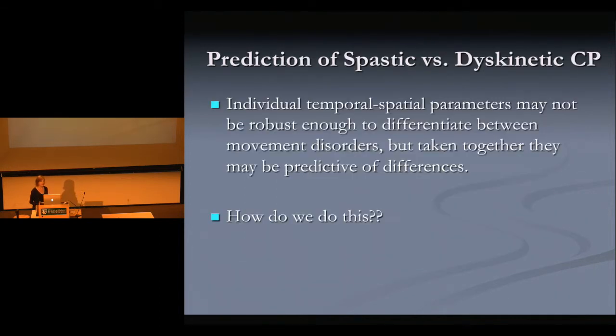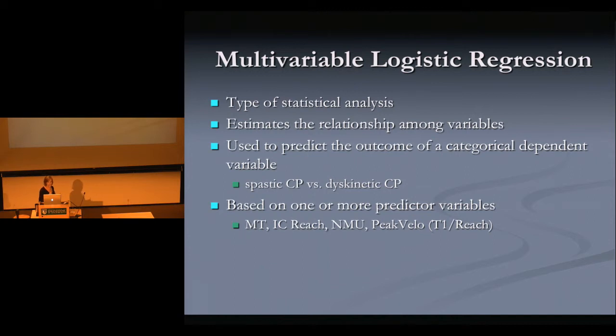So remember, our goal here was to predict a spastic versus dyskinetic movement disorder type. The individual temporal spatial parameters they picked out may not be robust enough to be able to differentiate between the two types, but put together, we may be able to form some sort of predictive ability. But how do we do that? The answer, according to my statistician, was the multivariable logistic regression.